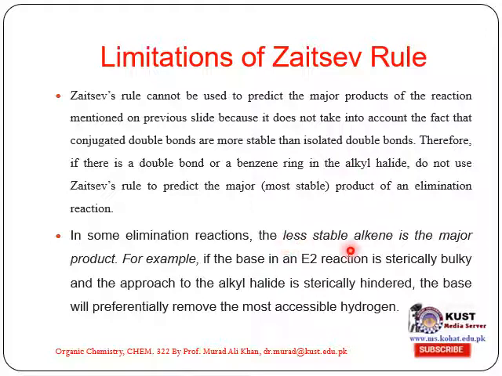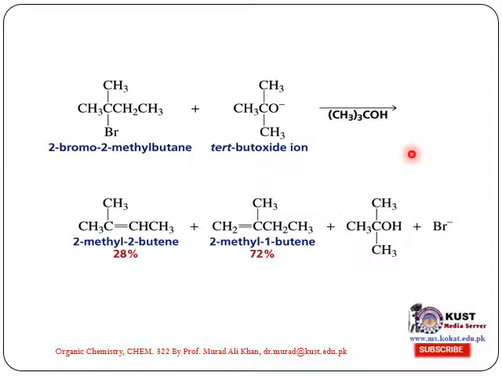In some elimination reactions, the less stable alkene is the major product. For example, if the base in an E2 reaction is sterically bulky, and the approach to the alkyl halide is sterically hindered, the base will preferentially remove the most accessible hydrogen. If we use a bulky base, then it will be difficult for the base to approach the most substituted beta hydrogen, and it will remove the hydrogen which is easily accessible.